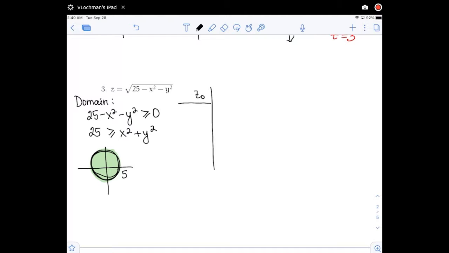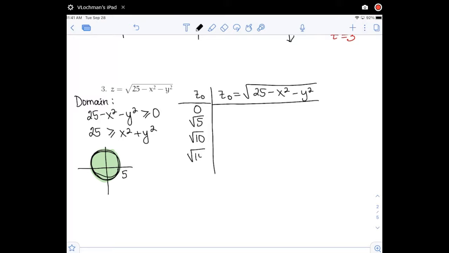Okay, so z null, and then I'm going to set my z null equal to this expression. Now I already see that expression has a square root, right? So we're going to square things. So I'm going to pick square roots of values, so that my expressions will be a little bit nicer. So I'm going to pick 0, and then square root of 5, square root of 10, and square root of 15.